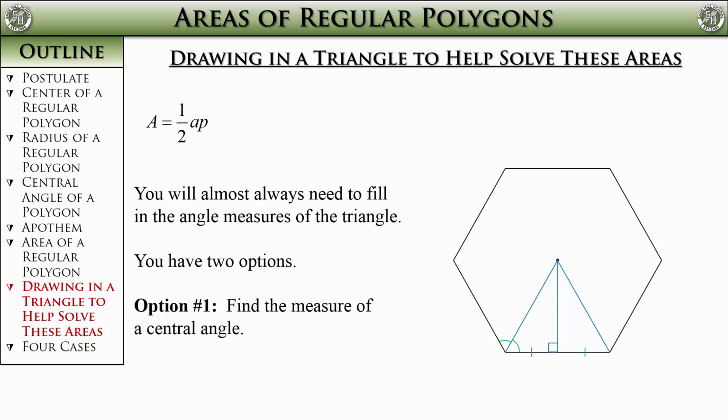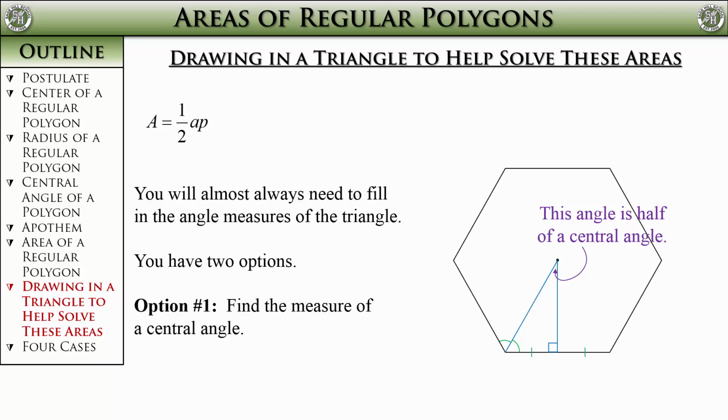It cuts it in half. So even though our little triangle here doesn't have a central angle, if you do find the measure of a central angle, this angle is half of a central angle. Very handy. And the central angle calculation is easy. It's just 360 divided by the number of sides. That's why I went over the central angle calculation earlier. This is when it is used.